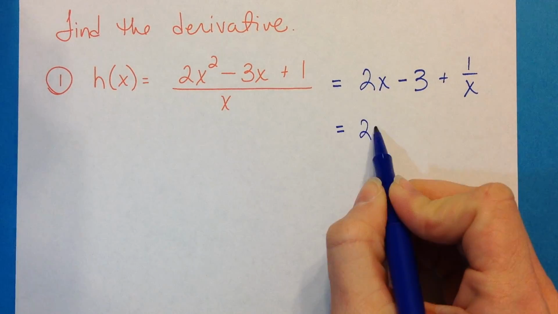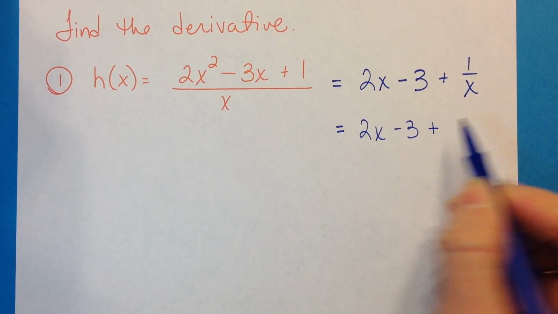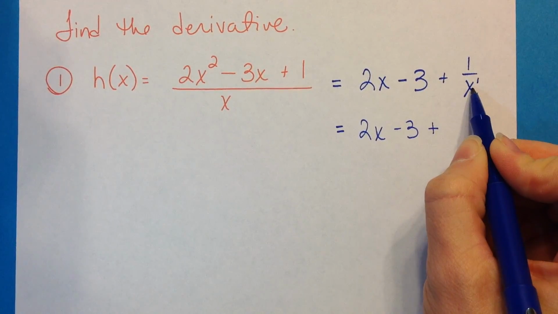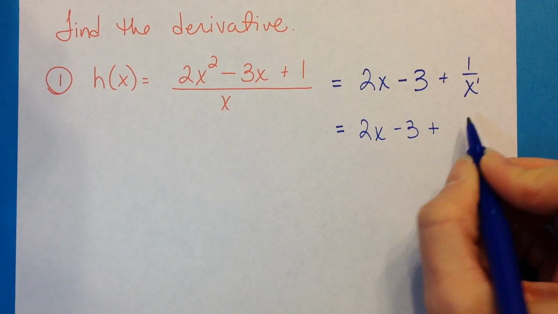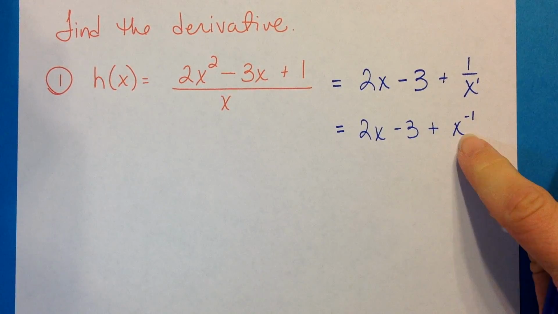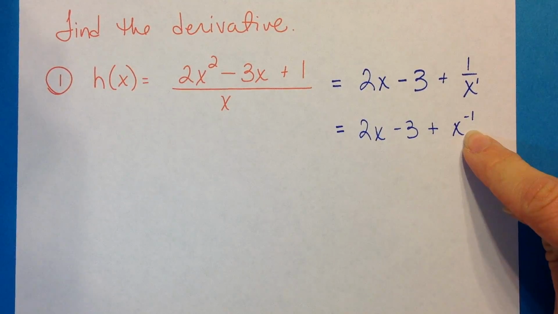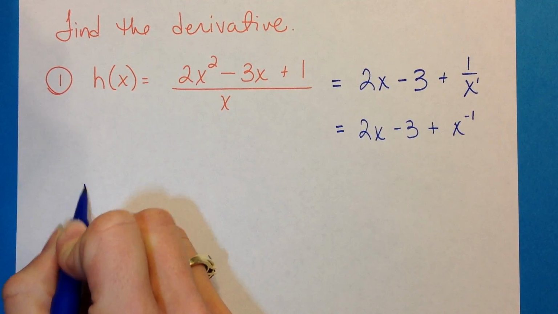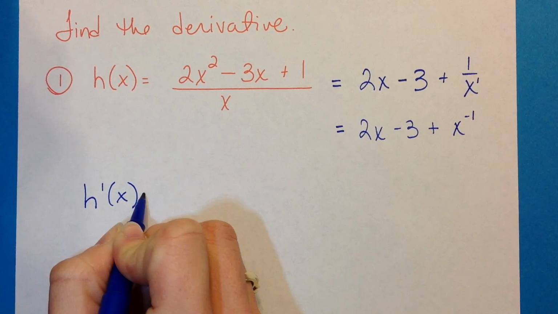So we've got our 2x minus 3 plus. Now the x is understood to be the first power, so take it and move it to the top. So that will give us x to the negative 1. But see, by rewriting it this way, you can now use your power rule. So now starting your derivative.